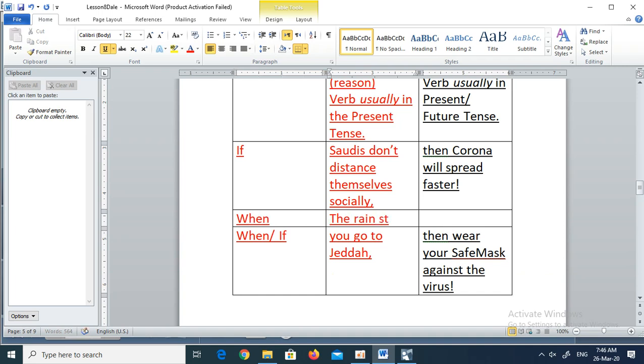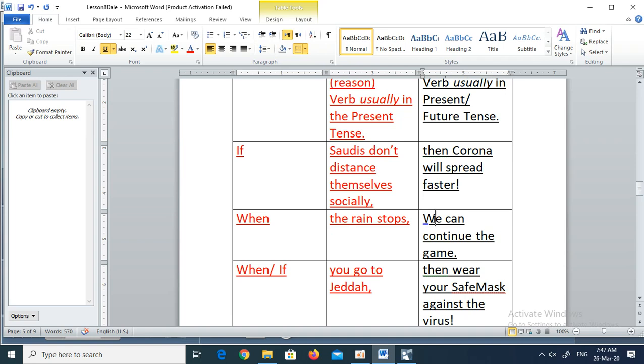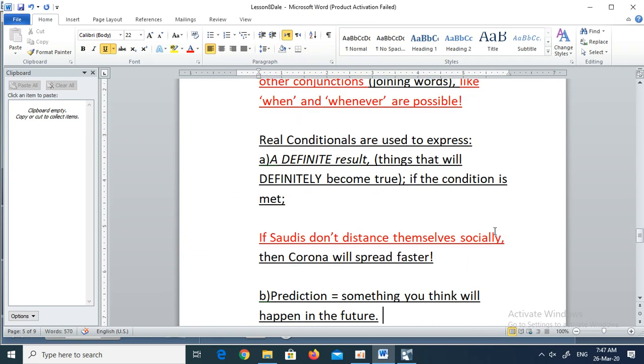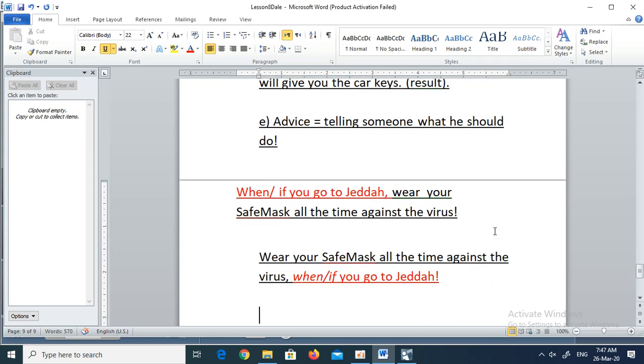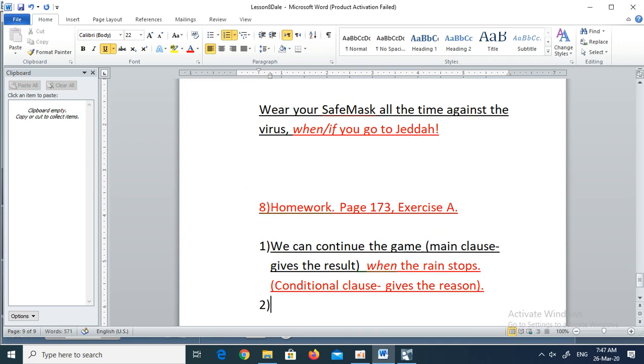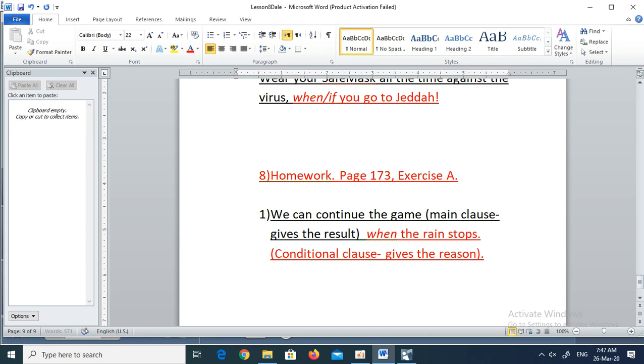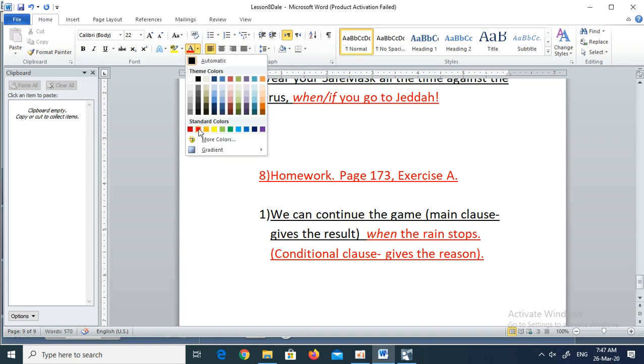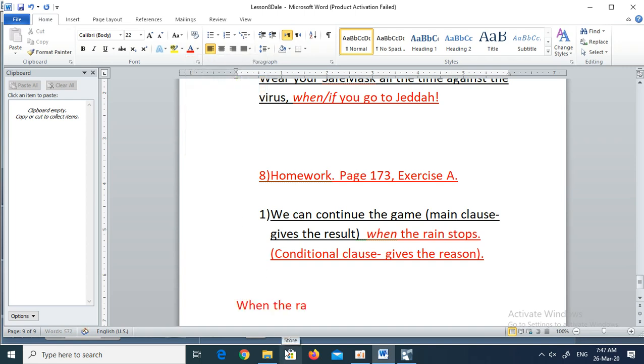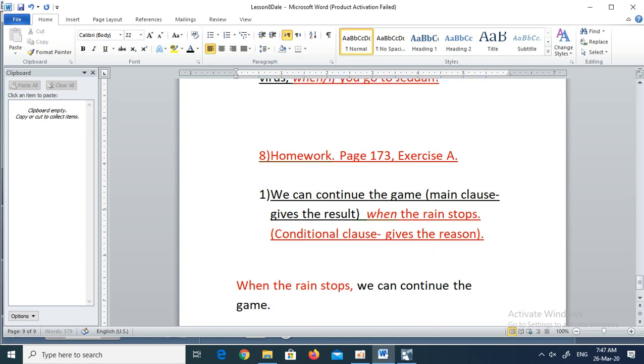When quite simple. Conjunction first, the rest of the conditional, and then the main clause. So, if we have to rewrite it, very simple. We will start by saying, start with our conjunction when, and then the rest of the conditional sentence. And then the main clause, which gives the result. We can continue the game.